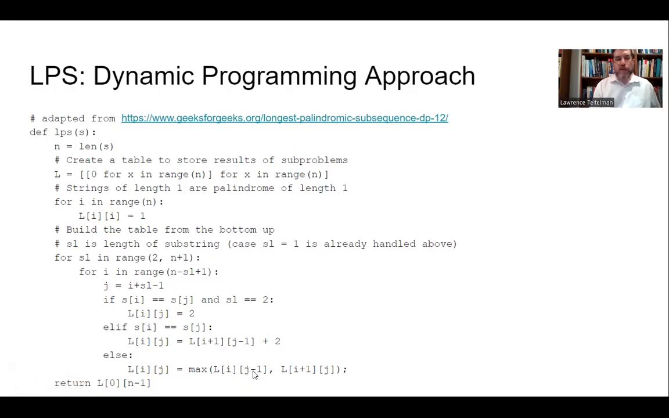Either I omit the character on the right or I omit the character on the left, right? So i+1 means omit the character on the left. This means omit the character on the right. I will build this up, and then I just return the longest subsequence from position 0 to n-1. And what is the time complexity of this algorithm?